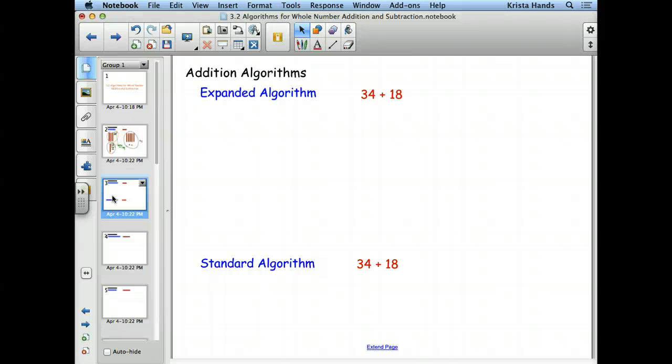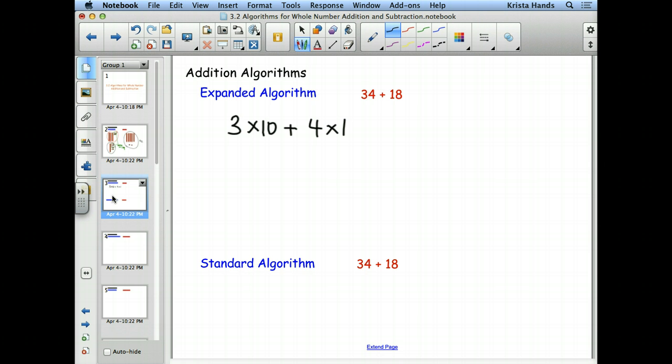So the next one we're going to look at is the expanded algorithm. Alright, so the expanded algorithm actually looks at each of the values in expanded form, which we've done before. Do you remember what 34 looks like in expanded form? Yes, so, and I'm going to take it one more step and actually write down this is 30 tens and 4 ones. Do you remember writing them that way? So we're breaking it apart by place value, and we're multiplying each value times its place value. So it's 3 times 10 because that's what the 3 in that location actually means.